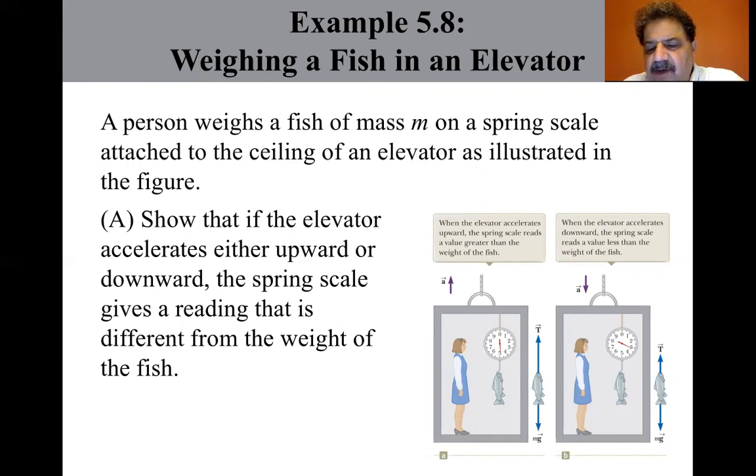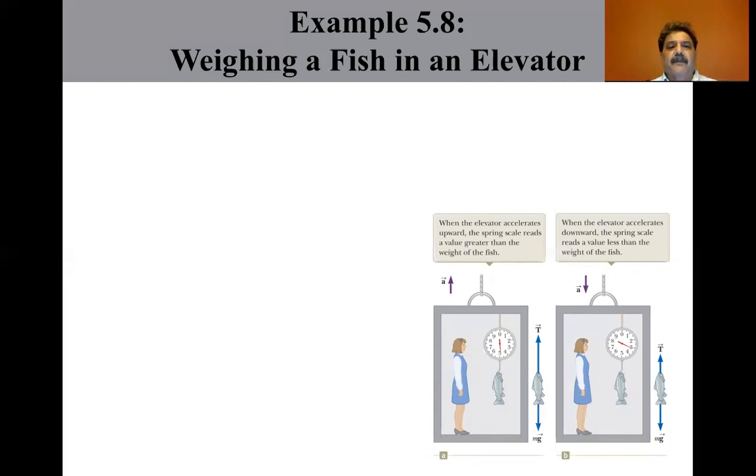Let's categorize this. We can categorize this problem by identifying the fish as a particle in equilibrium if the elevator is not accelerating, or as a particle under a net force if the elevator is accelerating. Let's analyze this as follows. Inspect the diagrams of the forces acting on the fish and notice that the external forces acting on the fish are the downward gravitational force F sub G equals mg, and the force T, tension, exerted by the string.